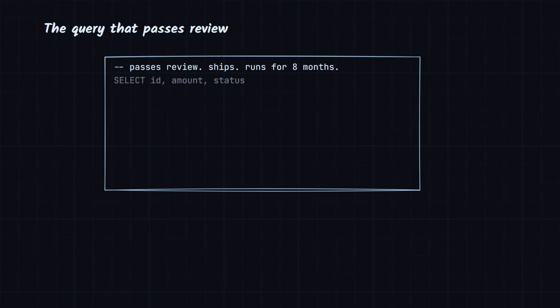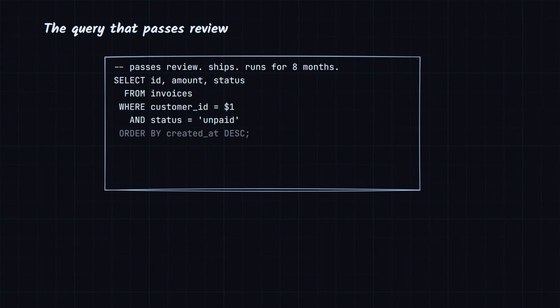Here is what it actually looks like. This is not sloppy code. It is parameterized, it is indexed, it reads well, and it would sail through review, because everything in it is correct. The problem is what is not there. There is no tenant filter, and the endpoint it lives in was written by someone who was thinking about invoices, not tenancy, at 5 on a Thursday.